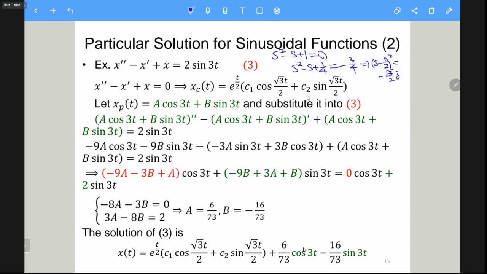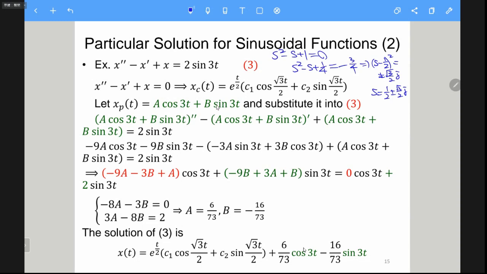So s will be 1/2 plus or minus square root of 3 over 2 j, like this. So we have the real part here and then the imaginary part here. Okay, so this is the homogeneous solution. And then the right side is a sinusoidal function. So we assume the particular solution to be also a sinusoidal function, including both cosine and sine.